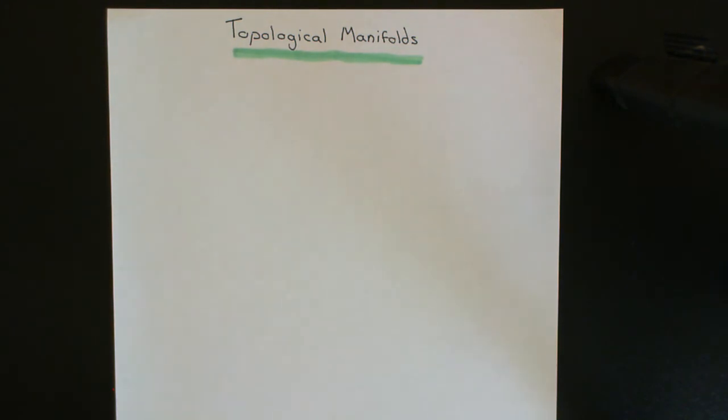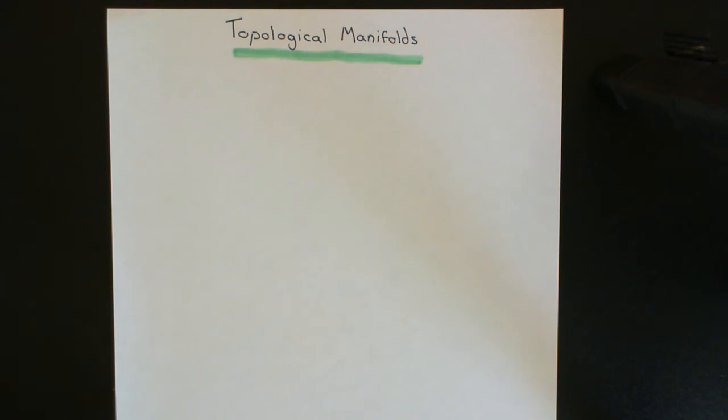So that's what topological manifolds are going to be. They're just going to be topological spaces that obey an additional requirement, an additional property they're going to have to obey in order to be a topological manifold. So let's try and motivate what this additional property is actually going to be.